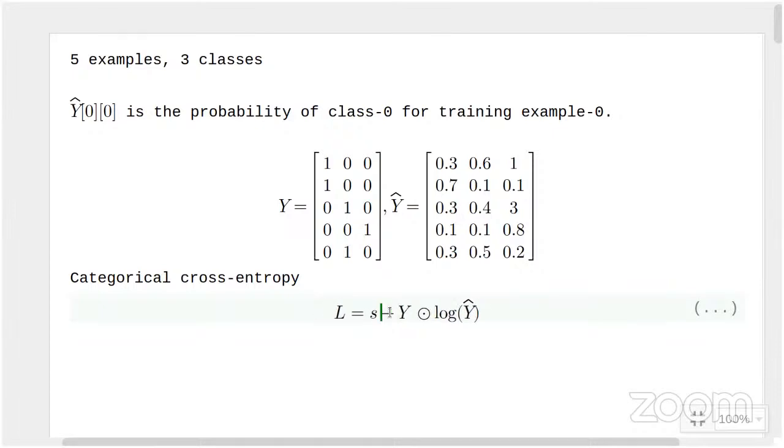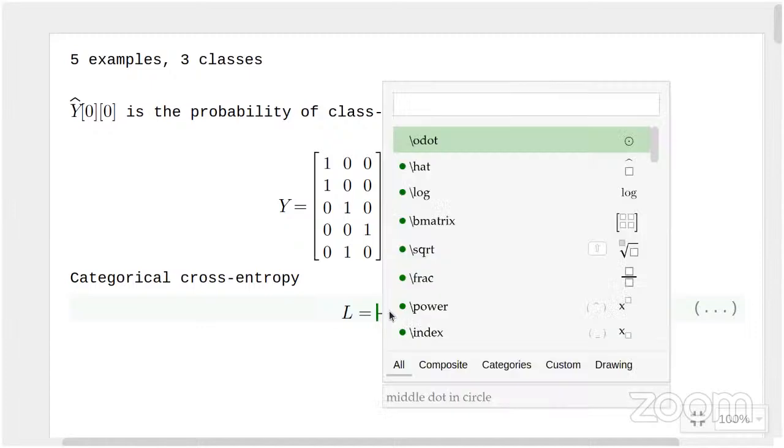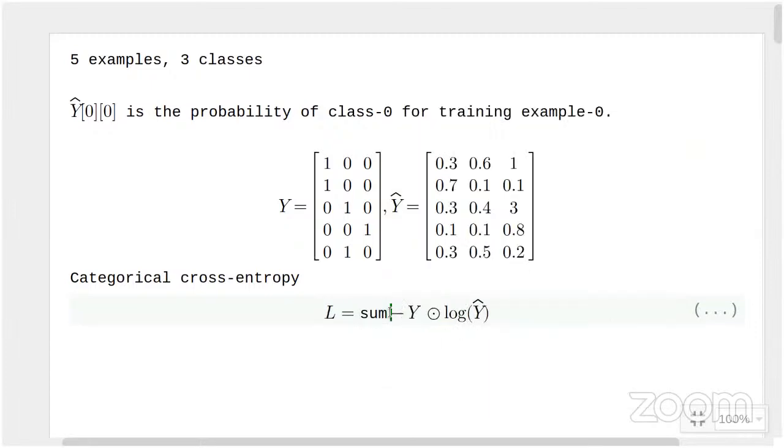So let me just call this, just to keep things simple, I'm just going to sum all the elements of this matrix. That's the loss.